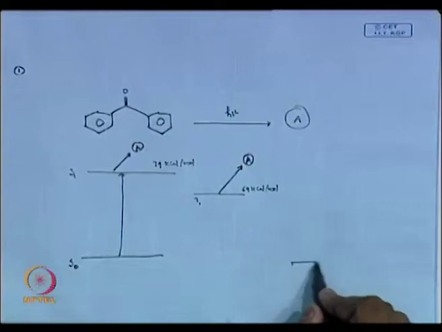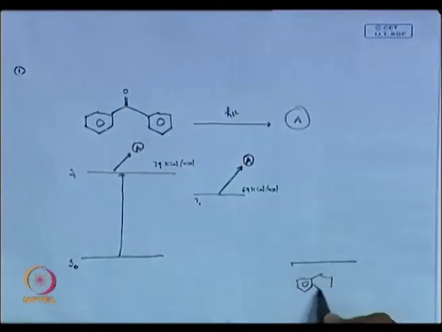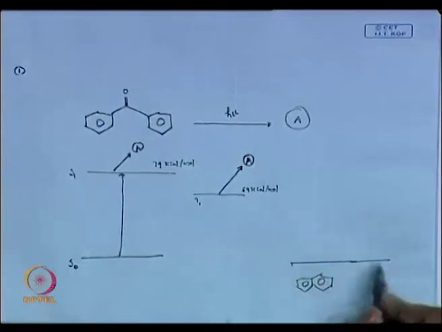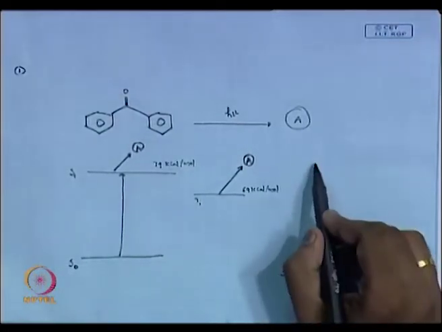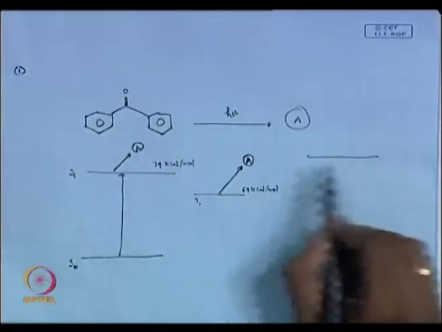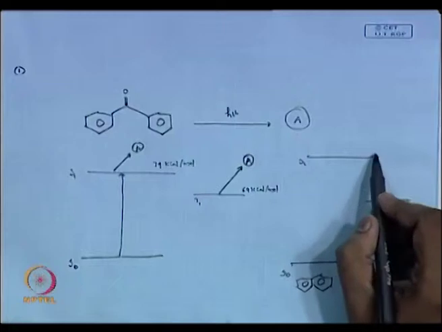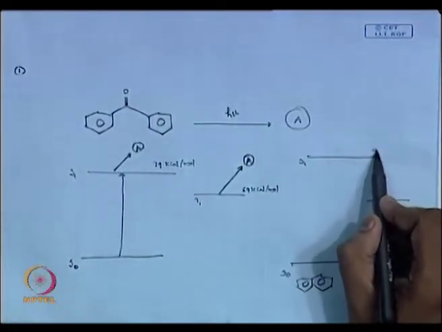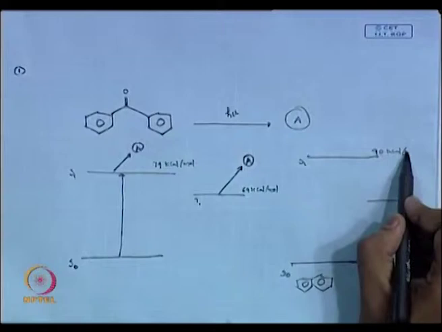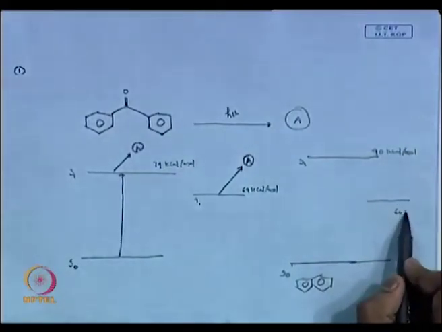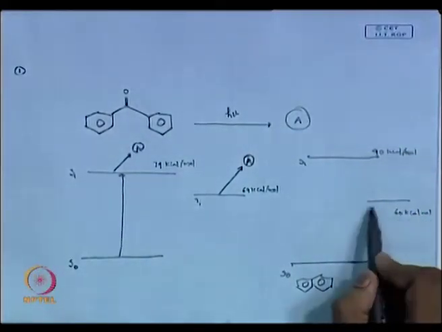So, you know the energies of naphthalene, you have studied that. The S1 is around 90 kilocalories per mole and 60 kilocalories per mole is the T1.